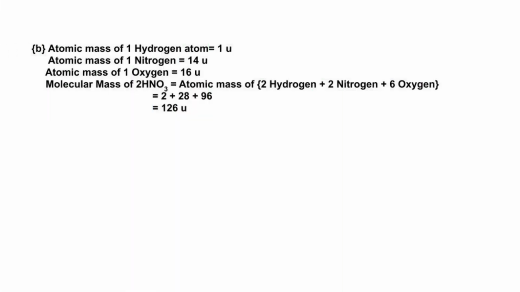In the second part, the atomic mass of 1 hydrogen atom is 1 u. The atomic mass of 1 nitrogen equals 14 u. The atomic mass of 1 oxygen equals 16 u. Molecular mass of 2HNO3 equals the atomic mass of 2 hydrogen atoms plus 2 nitrogen atoms plus 6 oxygen atoms, which is 2 plus 28 plus 96. The formula unit mass of 2 molecules of nitric acid is 126 u.